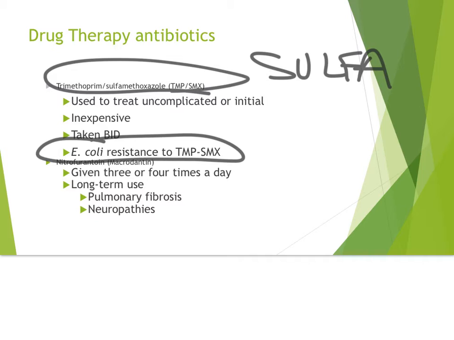Now, the next group of drugs often that we give is where Macrodantin falls in. And the problem with the Macrodantin is, yes, it's an antibiotic. It covers both gram-negative and gram-positive bugs, but it often has to be given 3 to 4 times a day. And someone who is on it for a long term could actually develop pulmonary fibrosis or neuropathies.